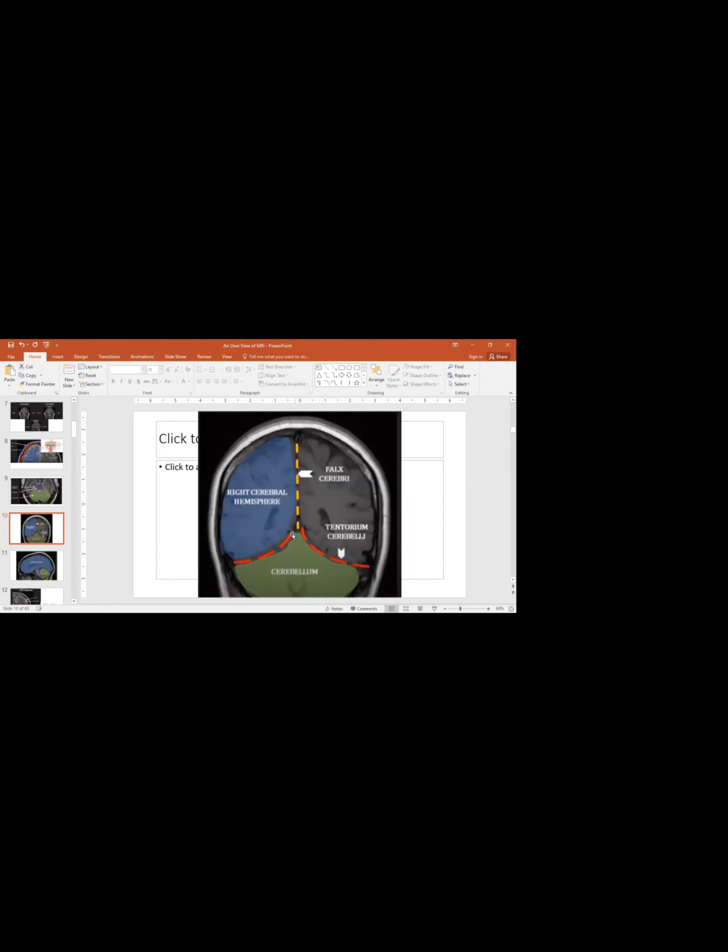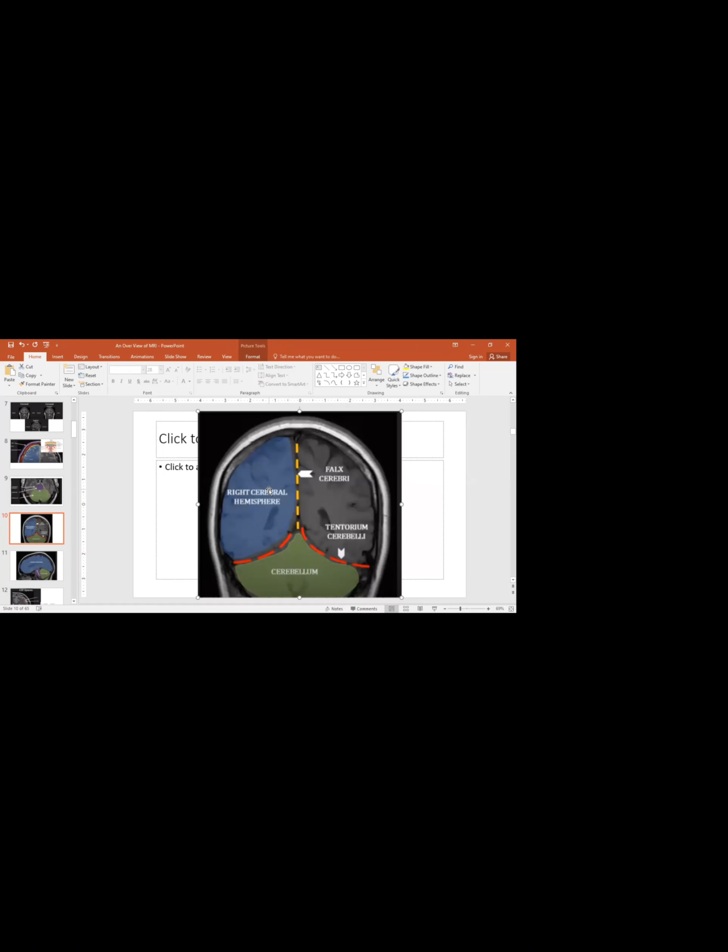And inferiorly, this is the tentorium cerebelli of the right side, and this is the tentorium cerebelli on the left side. Beneath these tentorium cerebelli lies the cerebellum, which is painted green in this picture.